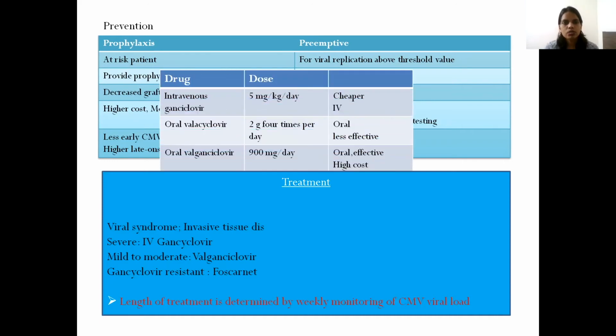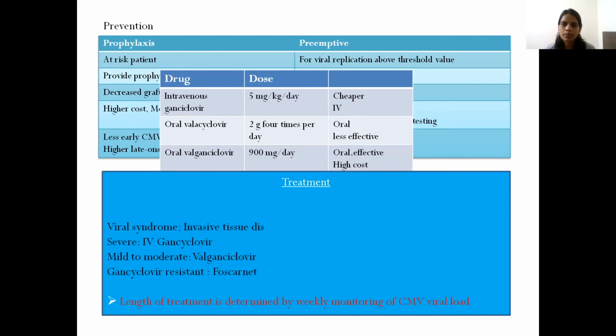The drugs which are used for preventive therapy are ganciclovir, which is given intravenously at a dose of 5 mg per kg per day, and orally the drug used is valganciclovir at a dose of 900 mg per day.